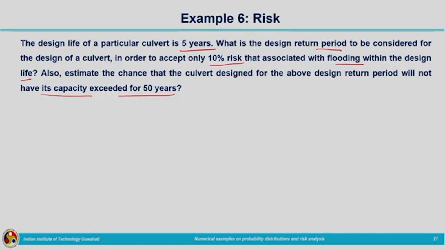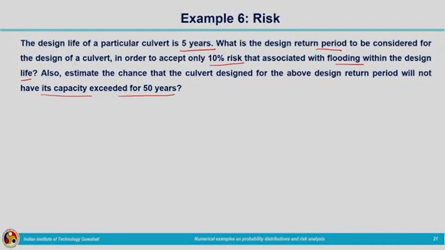We need to find out the return period corresponding to the design of a culvert which is having a design period of 5 years and we can allow a risk of 10%. That is the first part. By allowing a risk of 10%, we need to calculate the return period. The second part is to find out the chance that the culvert designed with the return period which we have found out in the first part will not have its capacity exceeded for 50 years. Let us start solving the problem, then you will be able to understand.